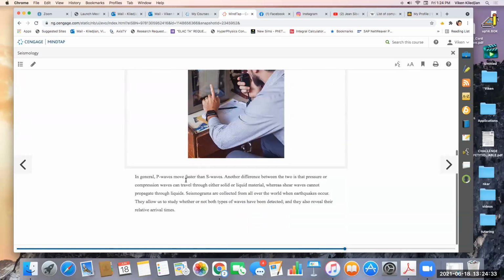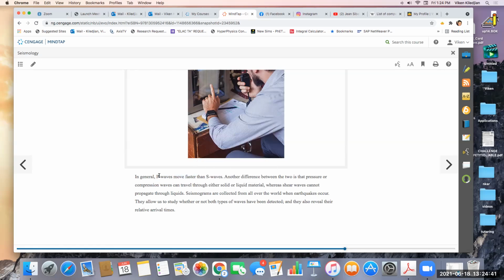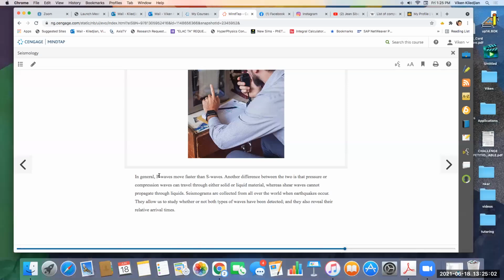So in general, P waves move faster than S waves. That's one thing to note. You can remember P with the word primary and S with the word secondary. So the P wave is the one that's going to reach your house first. That's the primary wave. Then a little bit of time later, the S wave, the secondary wave, is going to reach you, and that's going to shake you up and down, whereas the P wave is going to shake you left and right.